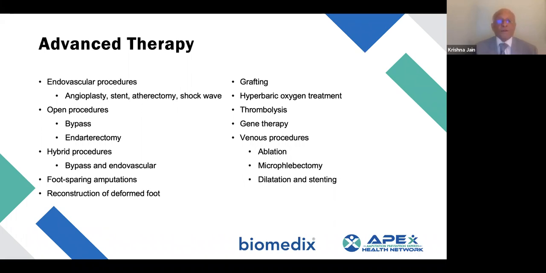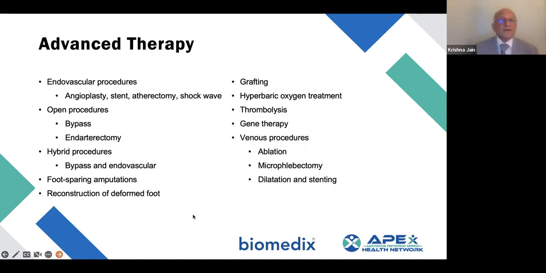Reconstruction of deformed foot, grafting, skin grafting, HBO, thrombolysis, gene therapy, and the venous procedures. About 30% of the patients coming to the wound care centers have venous disease, so they may need a venous ablation, microphlebectomy, or dilatation and stenting of the arteries.